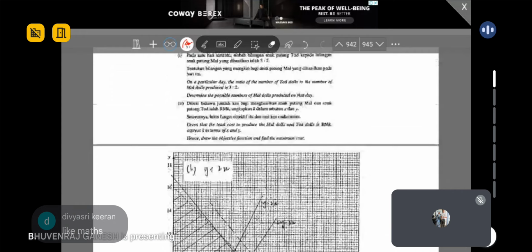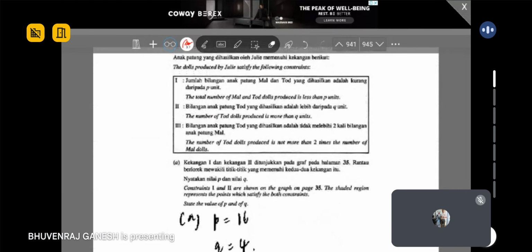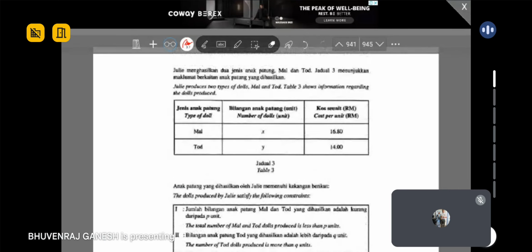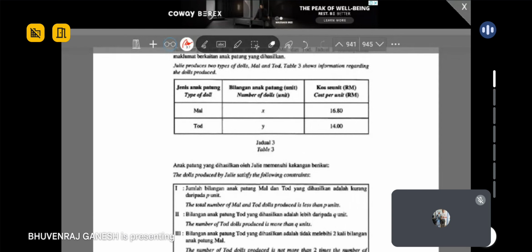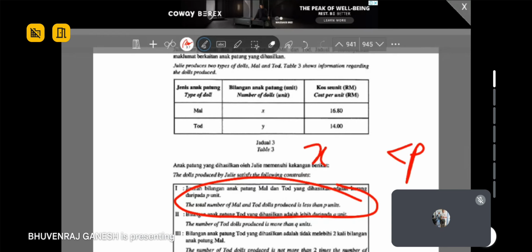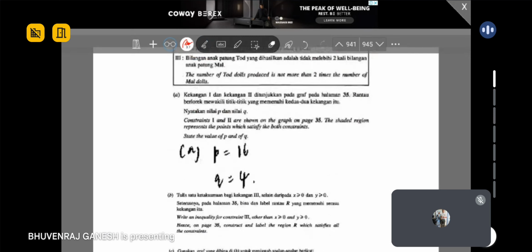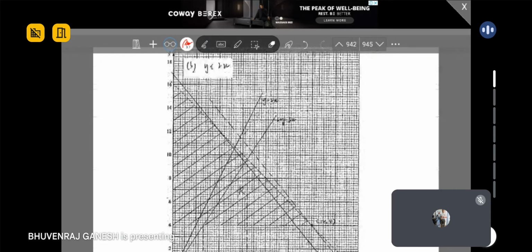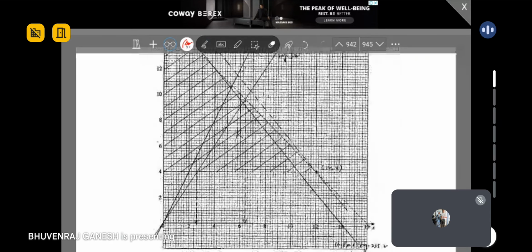Let me see. They want to talk about constraint P and Q. You just need to refer over here: total number of Mal and Todd dolls is less than P units. If less than P units, it means x plus y less than P. Now you must know what your P is, so we just refer to the graph. Let us check and see.